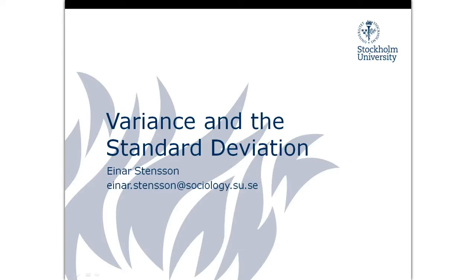Now in this tutorial we're going to talk about variance and the standard deviation, which are two very important measures in the social sciences because they concern the uncertainty of guessing the values of different variables using samples.